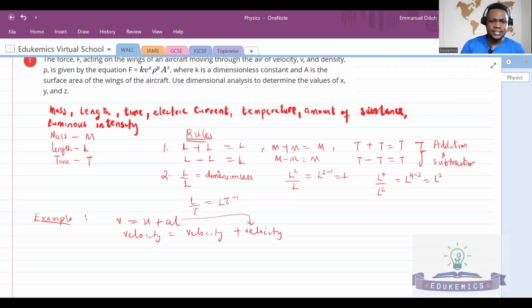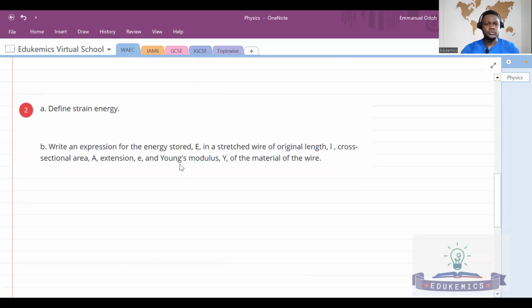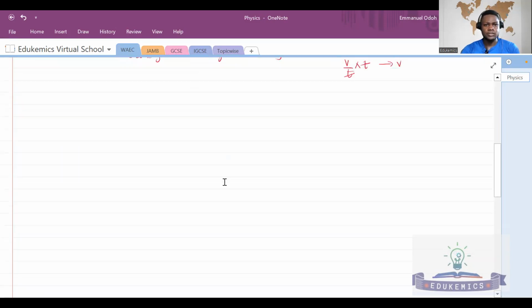But let's see. AT, we say AT should be a velocity, right? A is an acceleration, and acceleration is velocity over time. Times time, so we have a velocity. Very good, so we are making progress. Let's get back to our question.